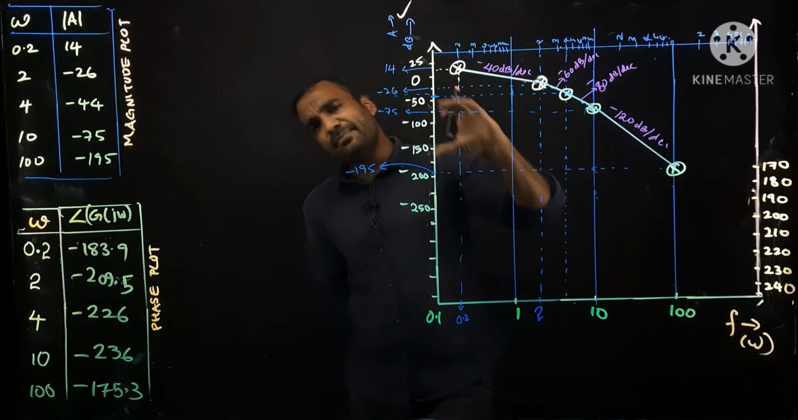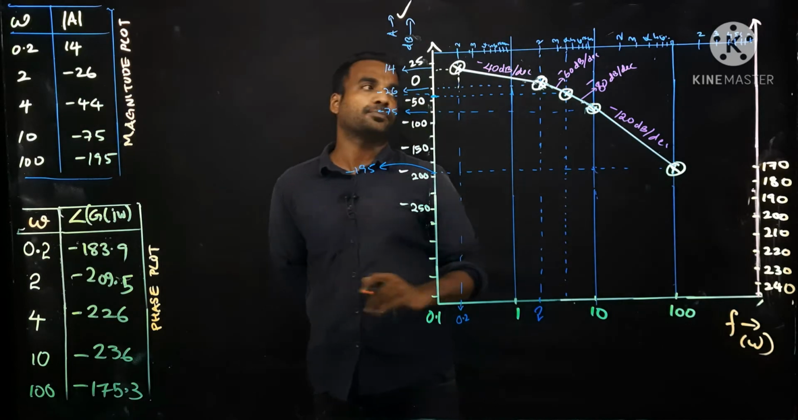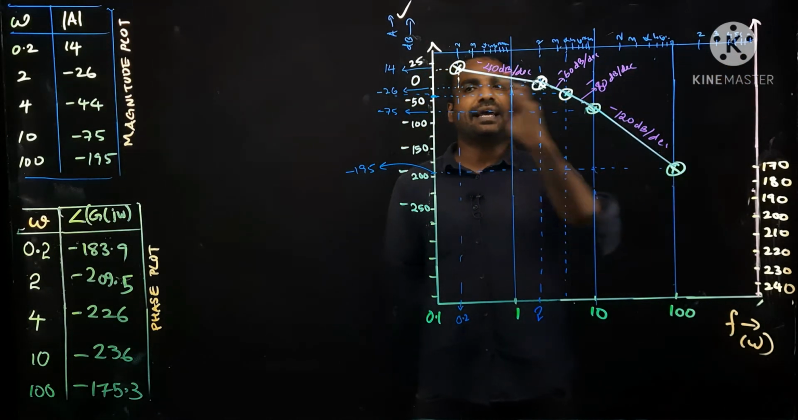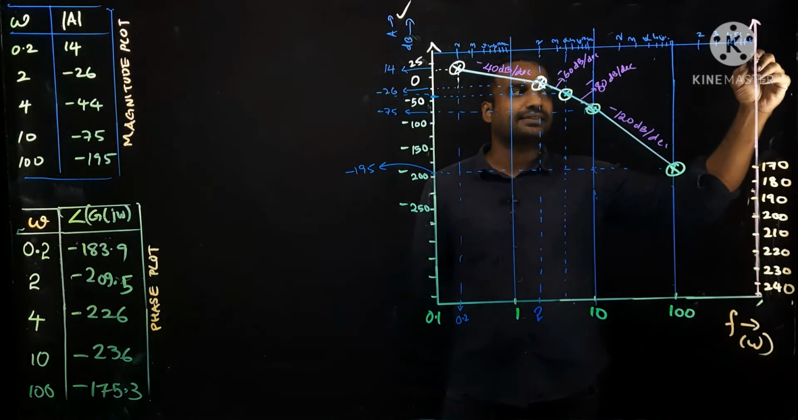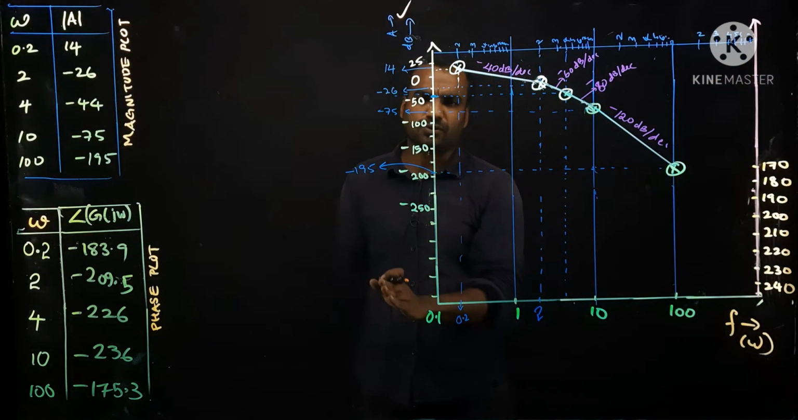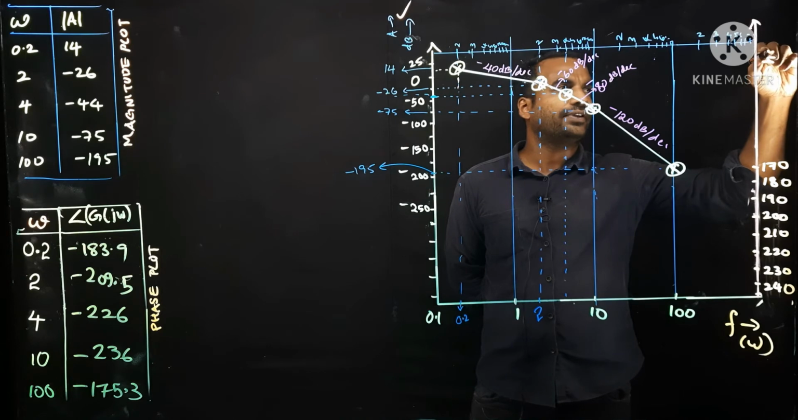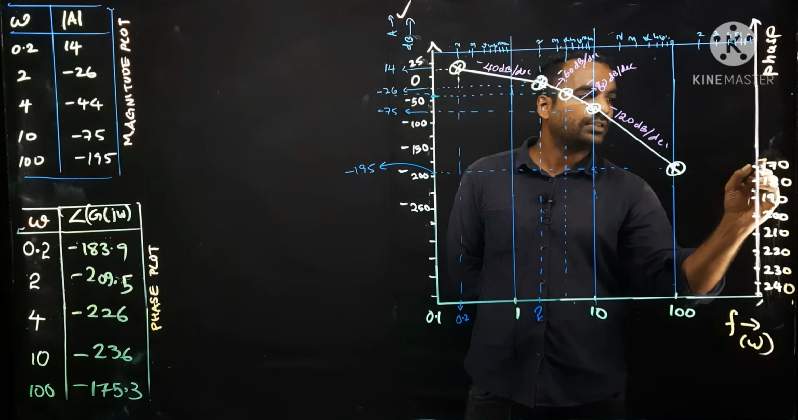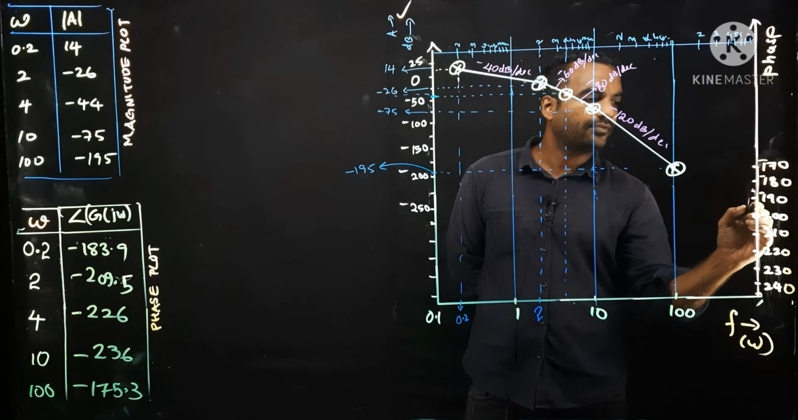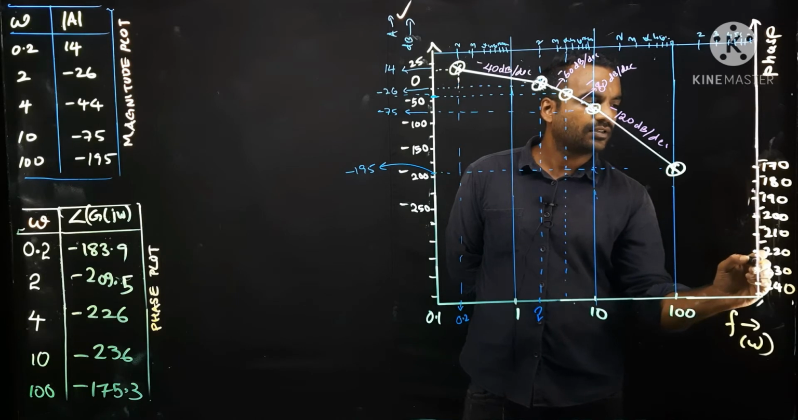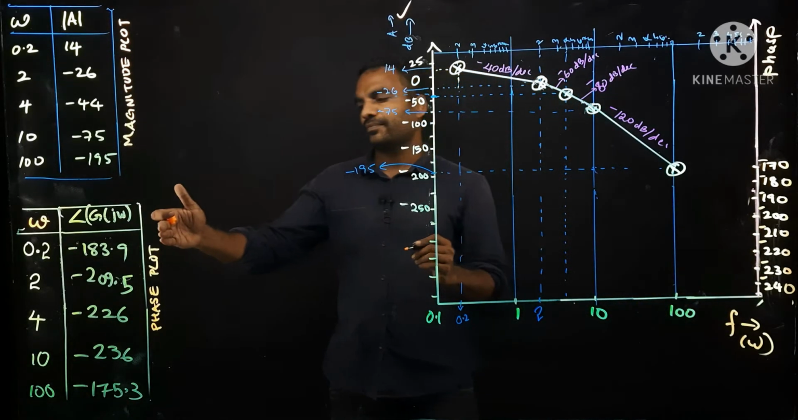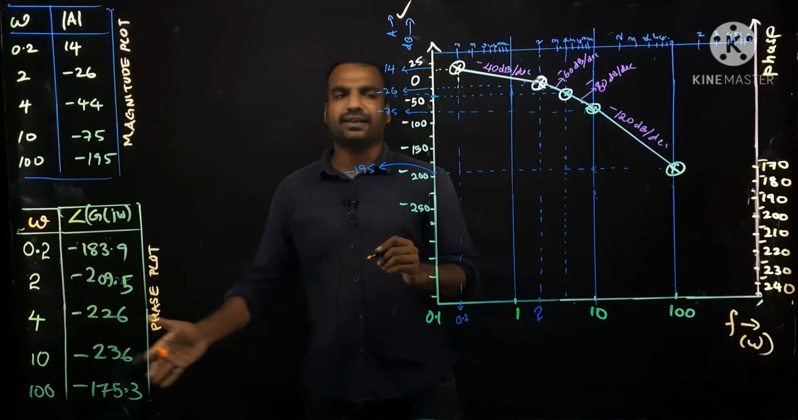But in the same graph we want to plot the phase plot also. So in the x-axis we are duplicating another axis. You can draw it on this side also. Both are the same. And in that you have to take the phase. And all the degrees are negative, because you can see these angles are all negative.